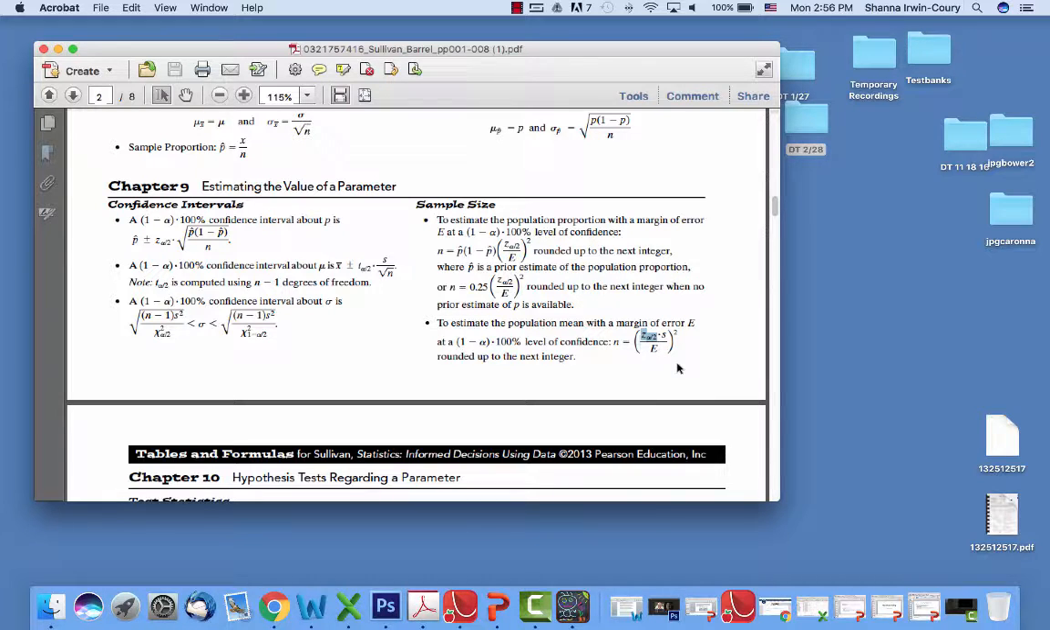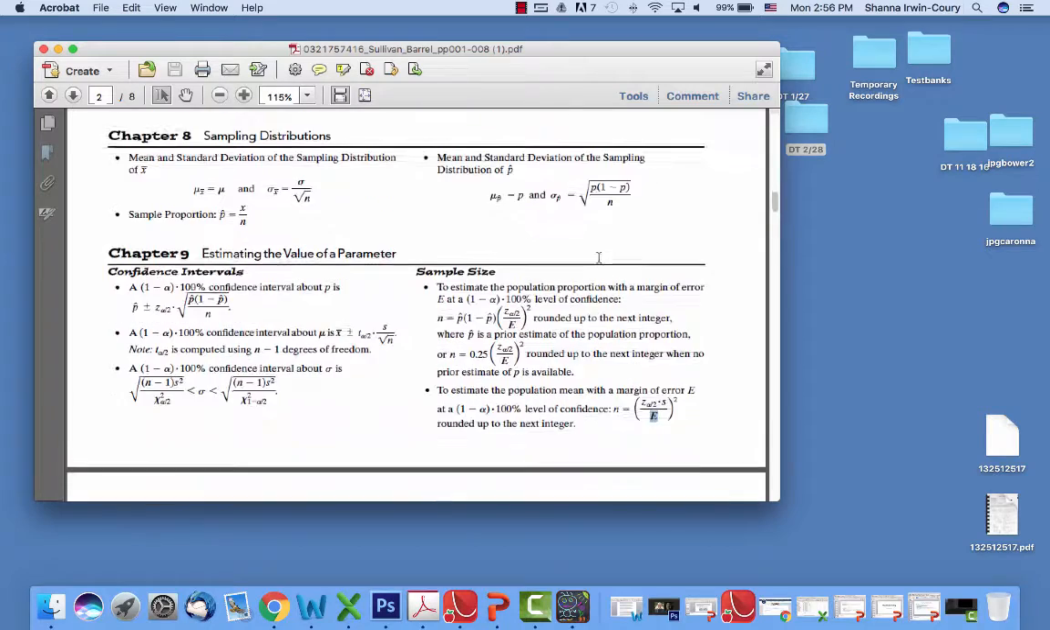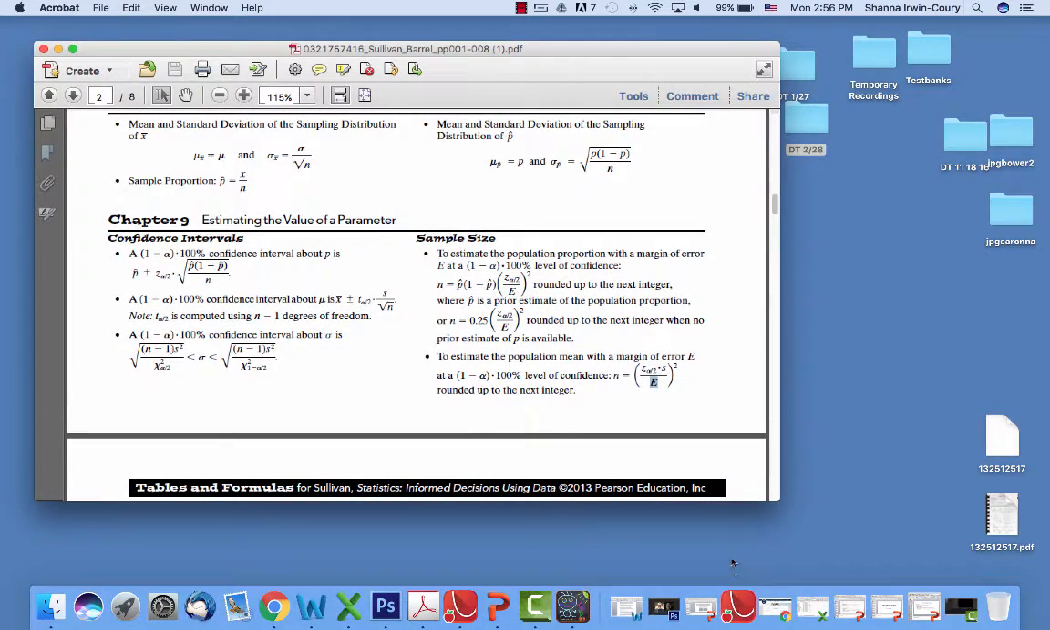Z for alpha over 2, so that's the same as before. S is the standard deviation. E is the error that you're allowing, so I want to be within 12, then E is 12. You square it, and then always round up, because you can't have a part of a person, but if you lose that part of a person, then you don't have a big enough sample anymore, so you just get the whole person. Okay, so these are the formulas that are all here.